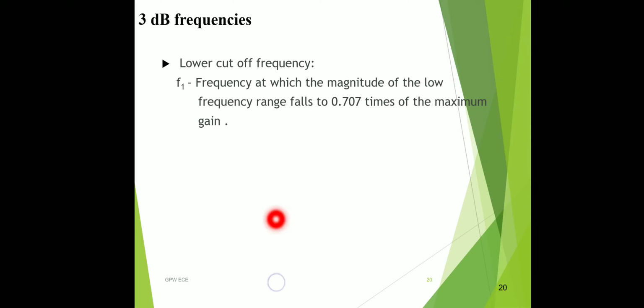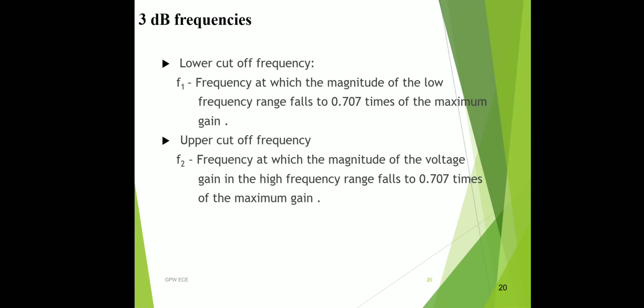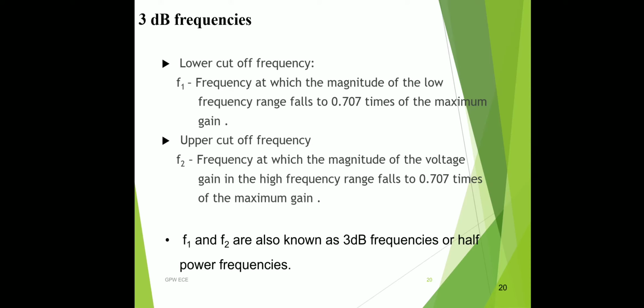The 3 dB frequencies are the range of frequencies where the gain is equal to or greater than 70.7% of the maximum gain, or we can say it is less than 3 dB down from the maximum gain. That is the reason for the name 3 dB frequencies. What are the 3 dB frequencies? The lower cutoff frequency and the upper cutoff frequency, F1 and F2. We can say 3 dB frequencies are half power frequencies, or lower cutoff and higher cutoff frequencies.